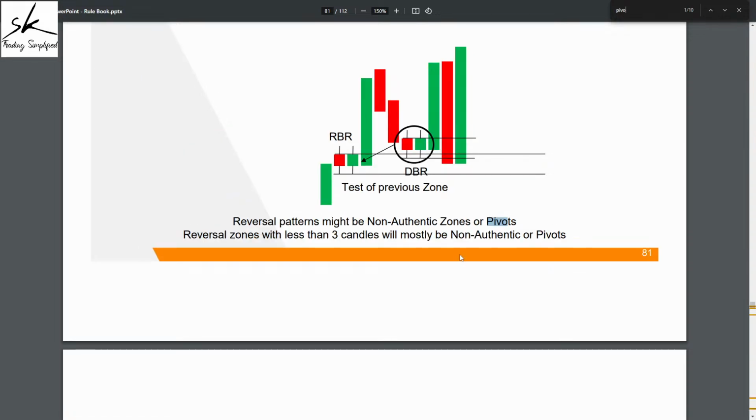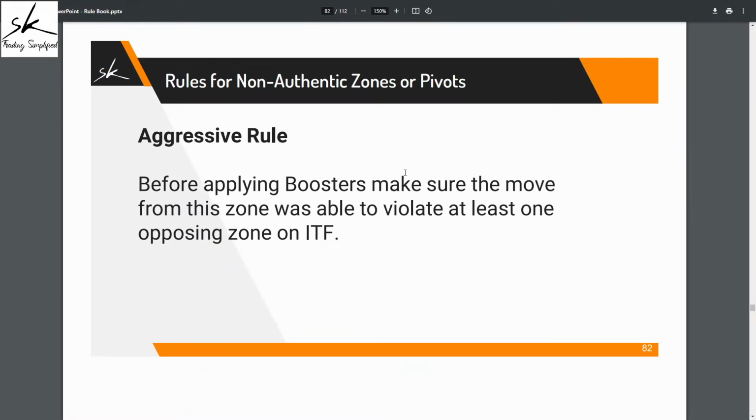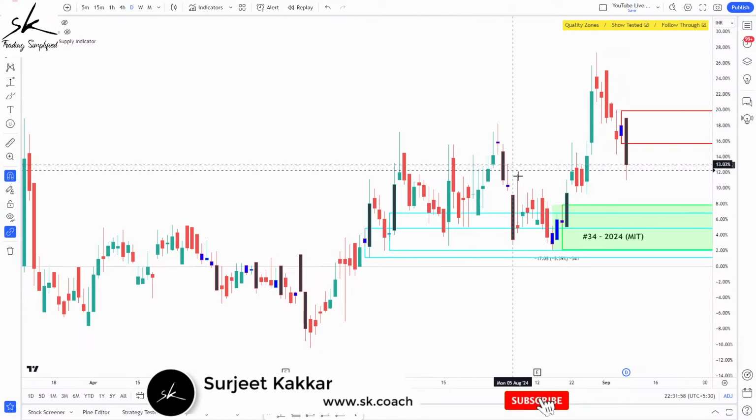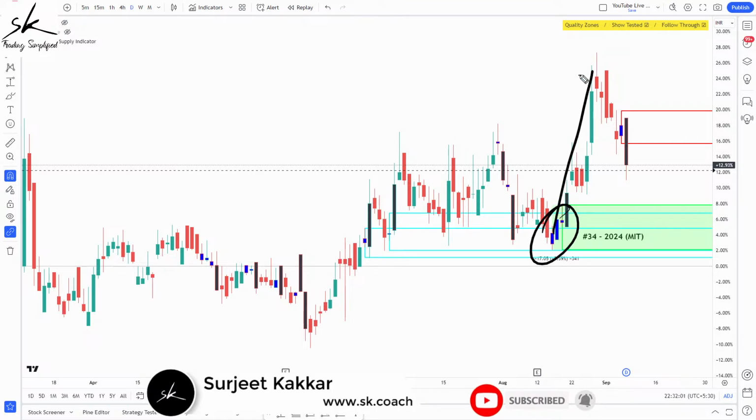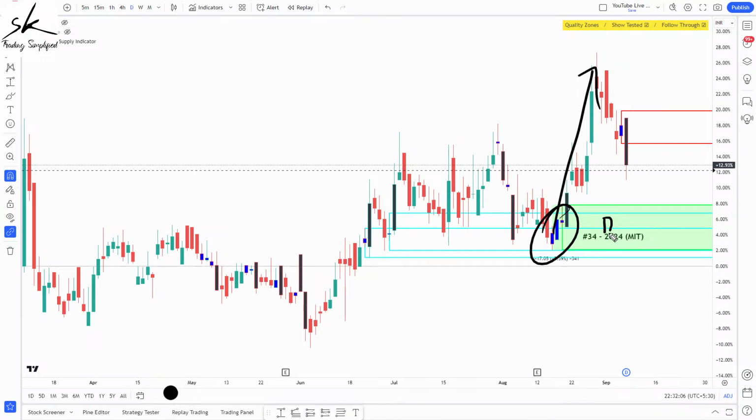So if I go to pivot rules, we have two approaches available to us. The very first one is the aggressive rule. The aggressive rule says that even before we start applying the boosters, make sure the move from the zone was able to violate at least one opposing zone on the intermediate time frame. So what do I mean by that? Okay, this is where I have my zone and this is where the move started from. So this move should have violated one opposing zone. So if this is demand, the opposing zone would be supply. So this move should have violated one supply, but not of the same time frame as the intermediate time frame. If we see that scenario, this is qualified for us. If you don't see that, this gets disqualified for us.